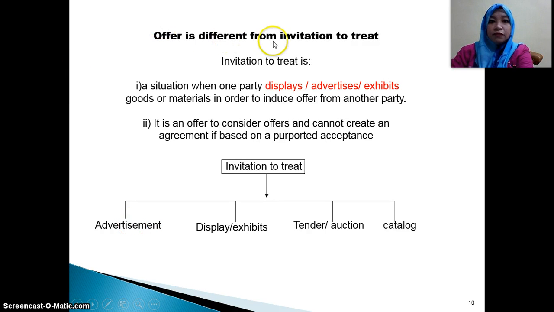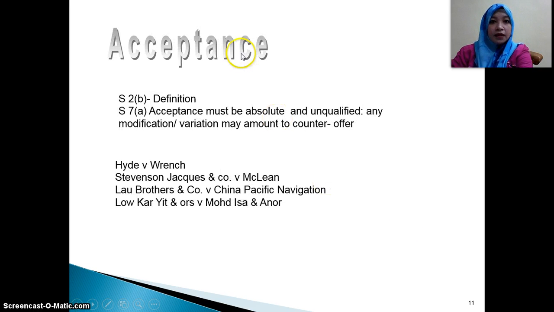Offer is different from invitation to trade. Invitation to trade is a situation when one party displays, advertises or exhibits goods or materials in order to invite offers from another party. It is also called an offer to consider offers, and an agreement cannot be created if based on a purported acceptance. Invitations to trade could be from advertisements, displays, exhibits, tenders, auctions, and also catalogues.